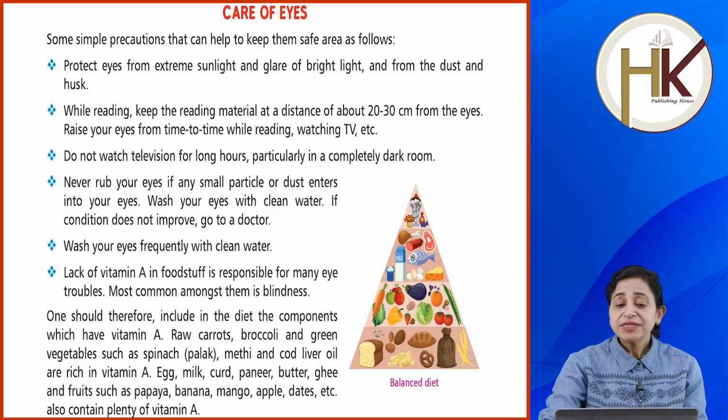Care of eyes. Some simple precautions that can help to keep them safe are as follows. Protect eyes from the extreme sunlight and glare of bright light and from dust and husk. While reading, keep the reading material at a distance of about 20 to 30 cm from the eyes. Raise your eyes from time to time while reading, watching TV, etc. Do not watch television for long hours, particularly in a completely dark room.